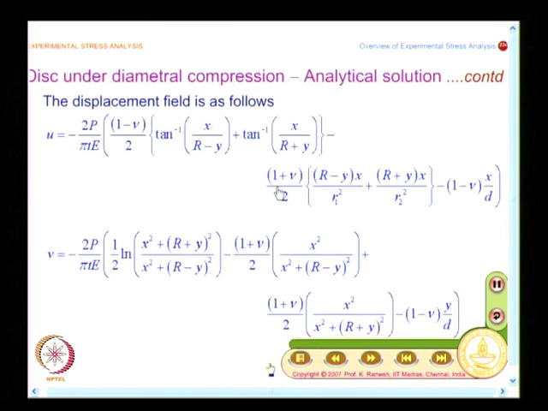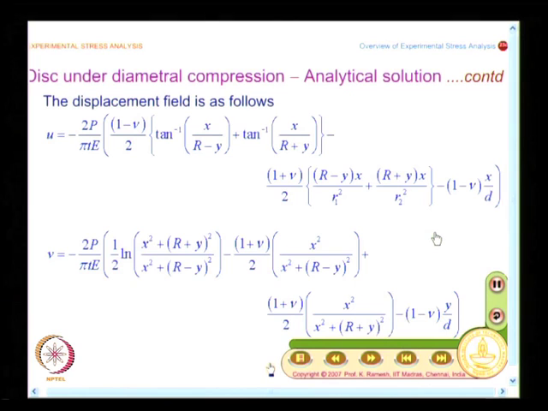Then you have a minus of 1 plus nu times divided by 2 into r minus y x divided by r 1 squared plus r plus y x divided by r 2 squared minus 1 minus nu x by d. And on similar lines, you have a long expression for the v displacement. You have a term with natural logarithm x squared plus r plus y whole squared divided by x squared plus r minus y whole squared, and the expression goes like this.